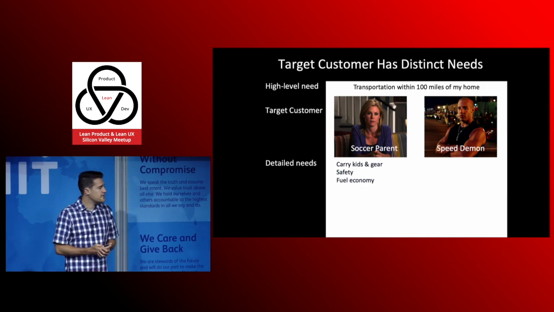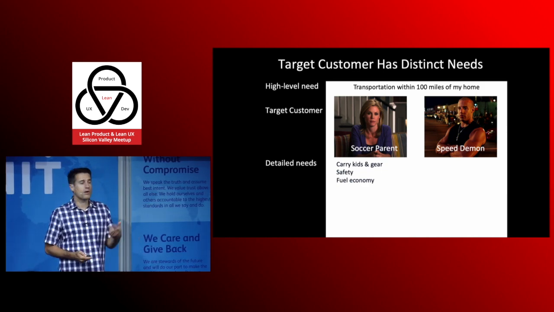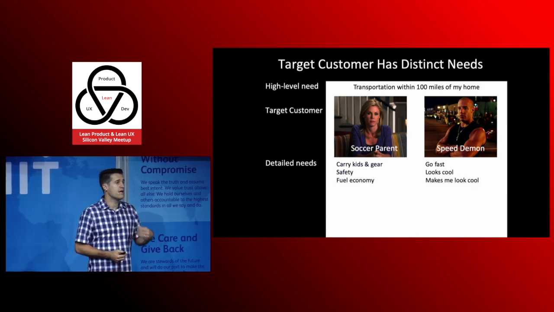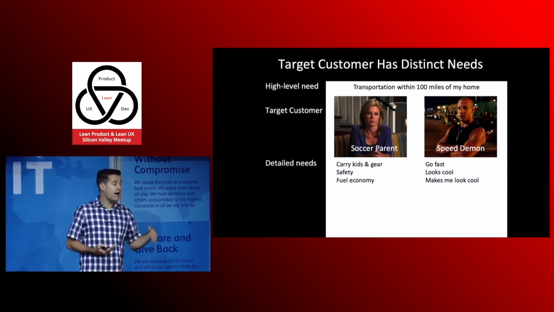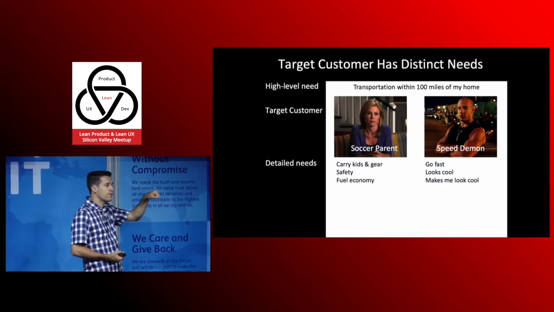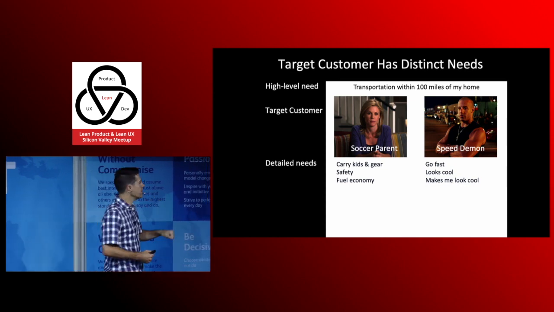If I interviewed 20 speed demons, we probably wouldn't hear any of those things. We'd probably hear things like, well, what's important to me is how fast the car goes, how cool the car looks, and how cool I look when I'm driving down Santana Row in my car, right?